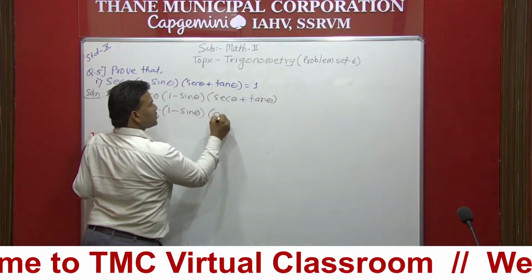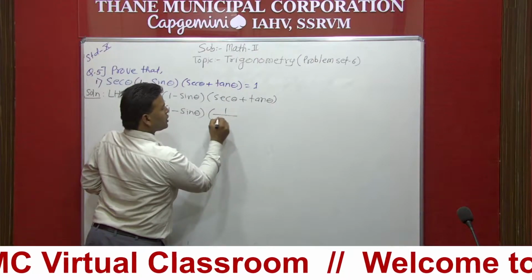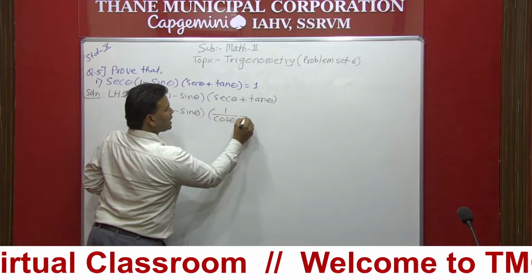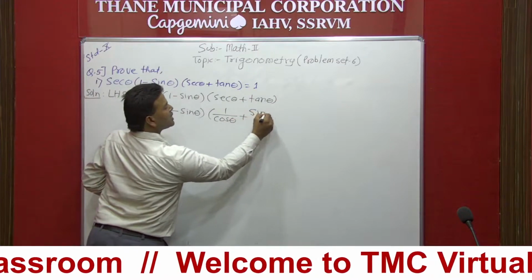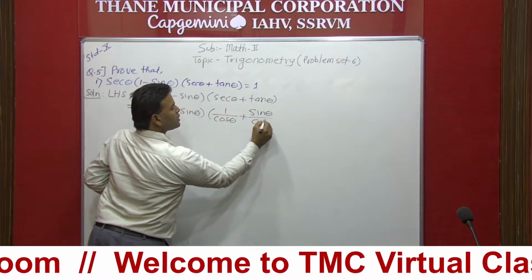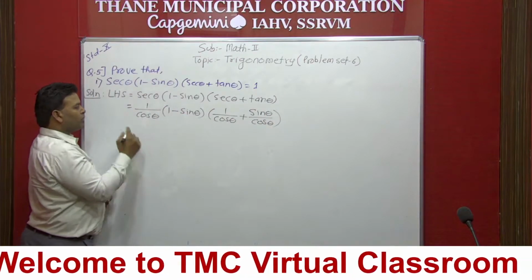Here, sec theta we will change in terms of cos. This is 1 upon cos theta plus tan theta, which can be converted into sine theta upon cos theta. Now see what we will do in the next step.